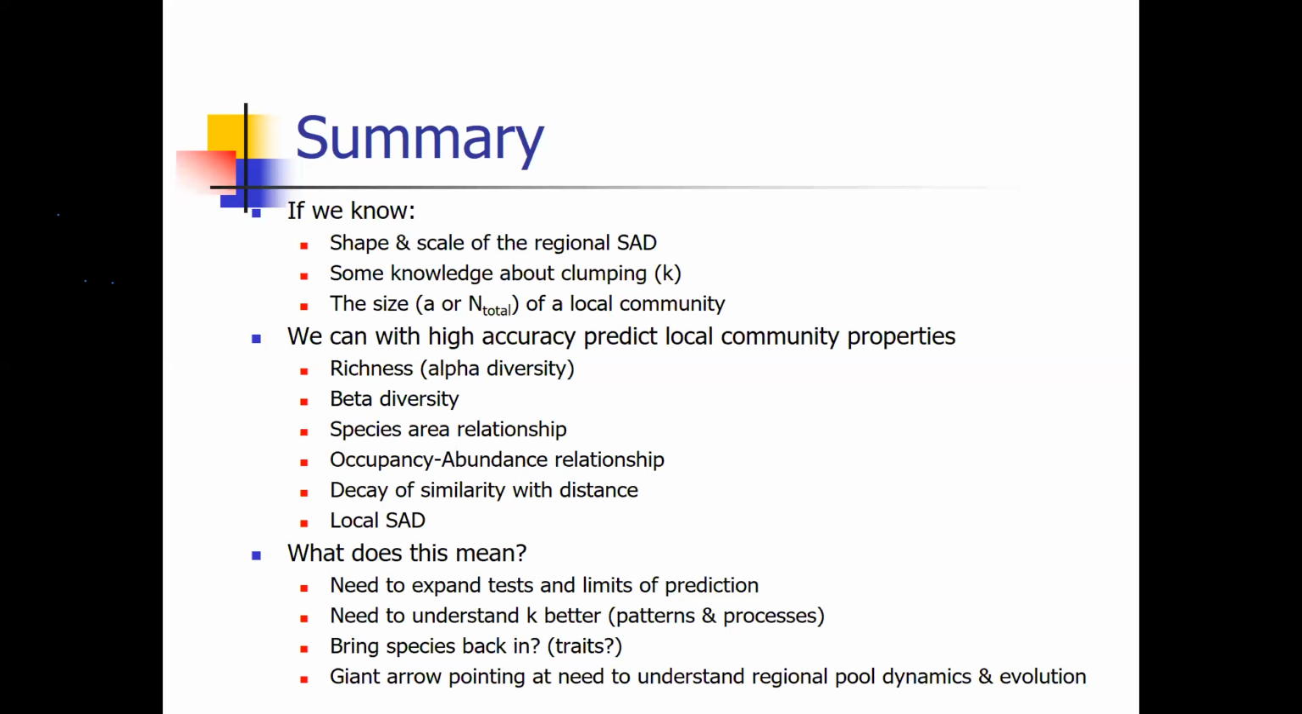And the other big conclusion, to me, is just pointing a giant arrow at this: we need to spend a lot more time looking at the processes at the regional pool and less time at the processes at the local community level. We really need to understand if the local community is, to a first approximation, a random sample, even if it's a clustered random sample of the regional pool, we should spend a lot more time understanding what's structuring the regional pool. And there's clearly evolutionary dynamics and large spatial dynamics that are happening there. So I'll stop there and happy to take questions.